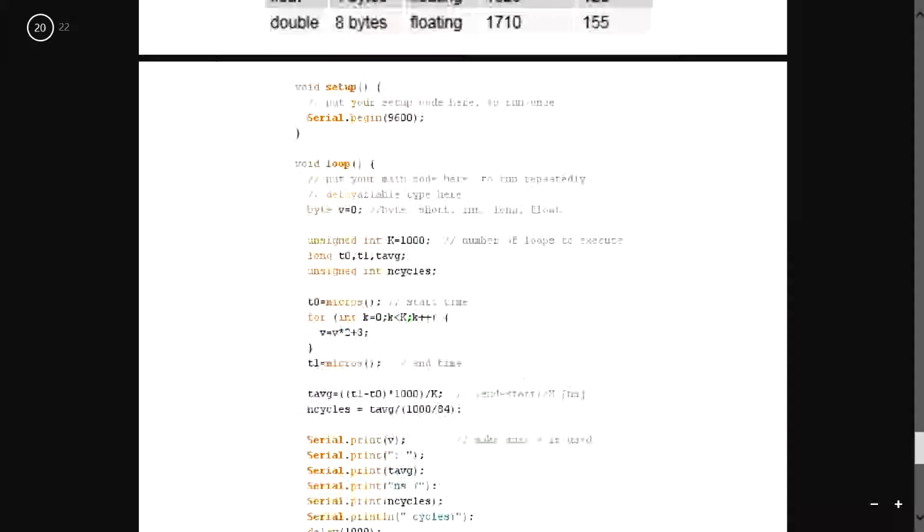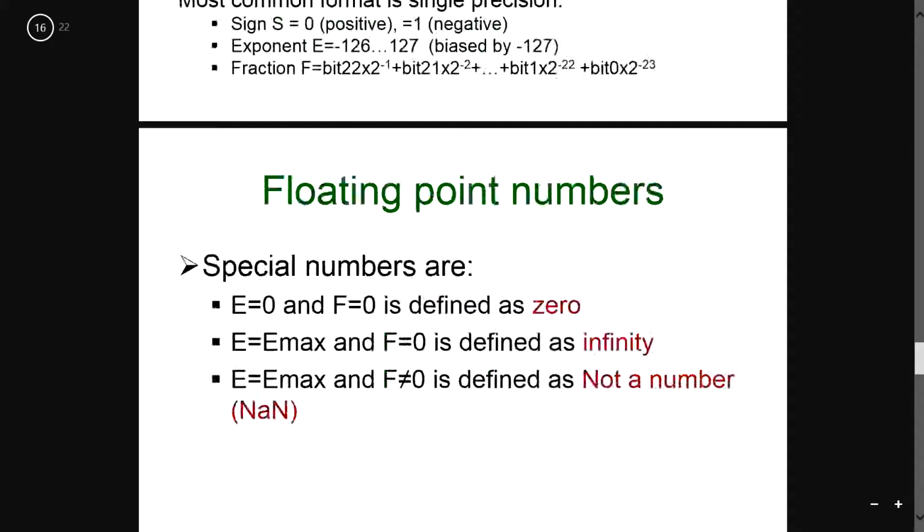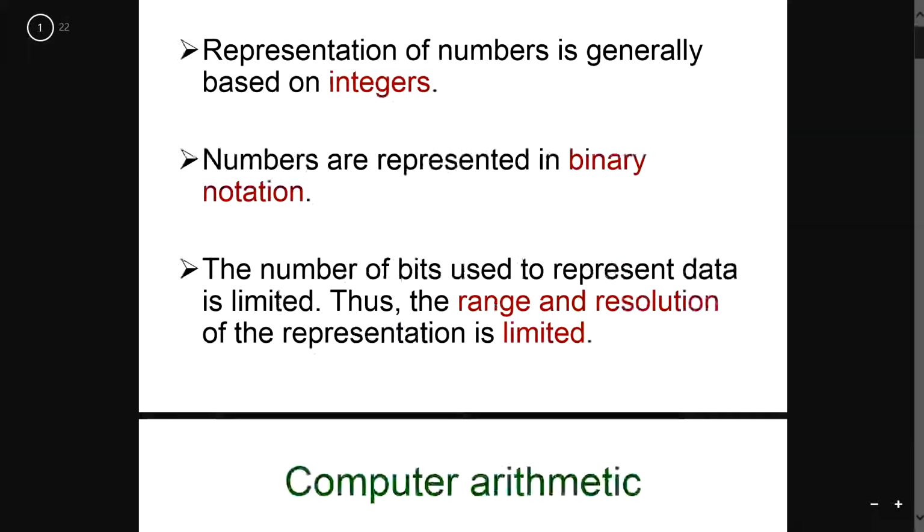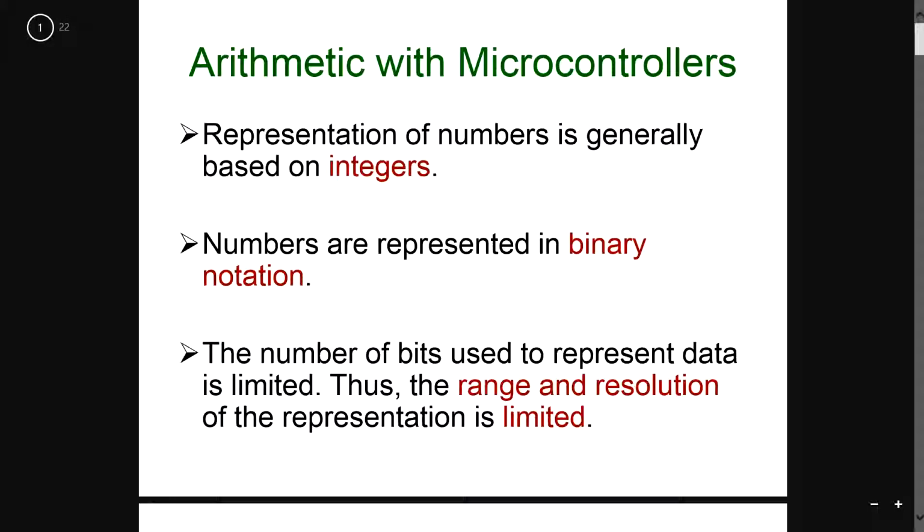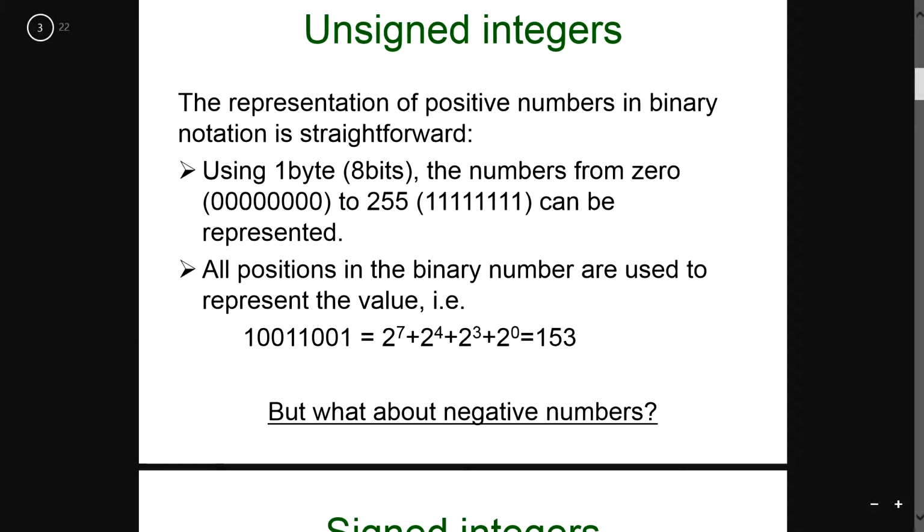Okay, so I think we are kind of done already. This is a very heavy subject, arithmetic. Alright, so I shall see you in lecture 8.